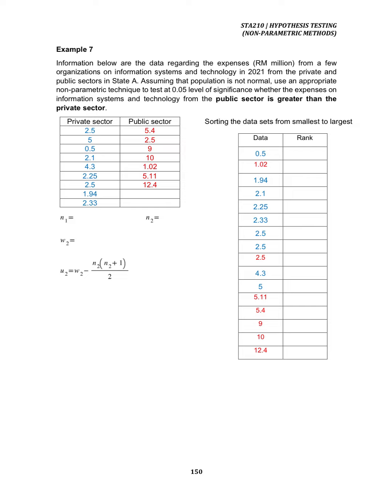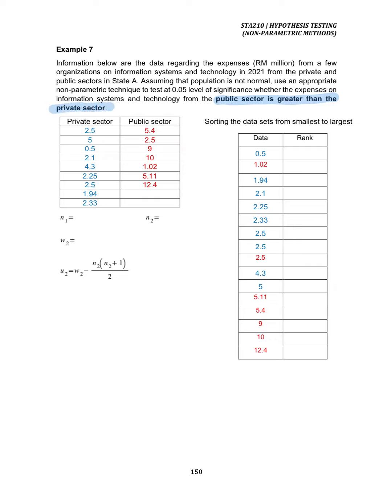Okay, next example. Information below are the data regarding expenses, RM median, from a few organizations on information system and technology in 2021 from the private and public sectors in state A. Assuming that population is not normal, use an appropriate non-parametric technique to test at 5% level of significance whether the expenses on information system and technology from the public sector is greater than the private sectors. Public greater than private sectors.